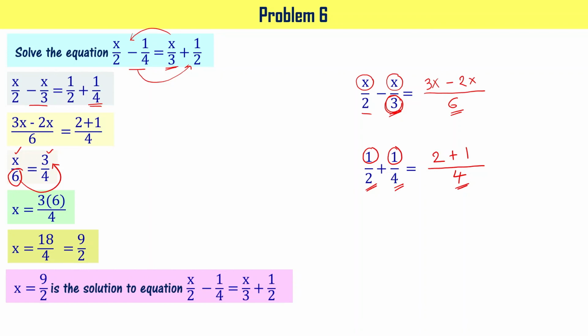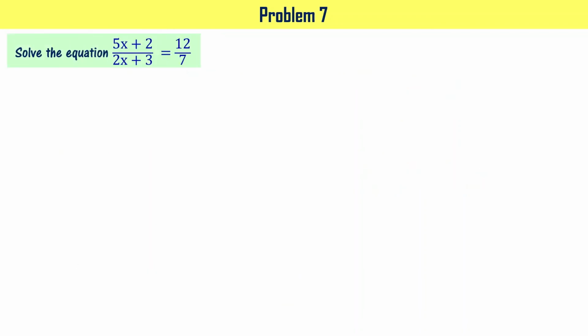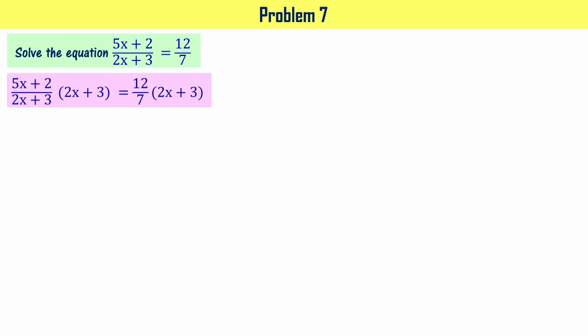Let's go to the next problem. Solve the equation (5x plus 2) divided by (2x plus 3) equal to 12 by 7. To do this, I'm not using the transpose method to begin with. I'm using the inverse method. In the inverse method, since this particular expression is dividing, I'm going to multiply.